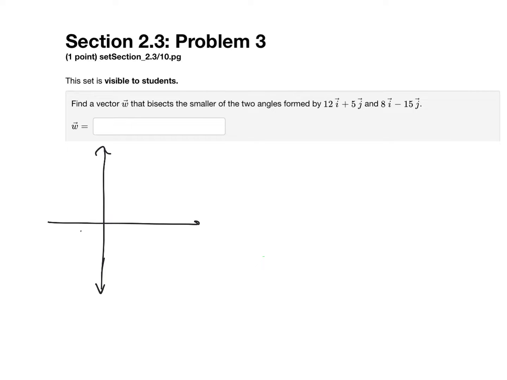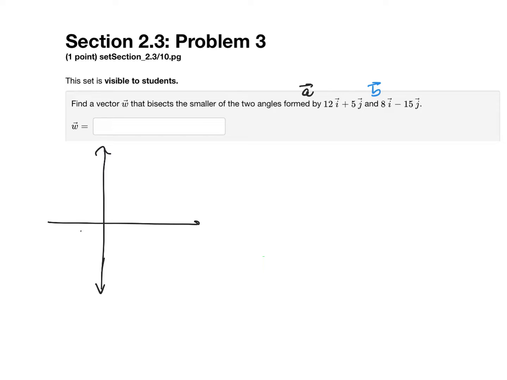So I'm going to label these. I'm going to label the first one A, and I'm going to label the second one B, and I'm just going to use colors so it makes it a little easier to differentiate the two. Now it's in 2 dimensions. I only have i and j. I don't have k, but this would work in k as well.